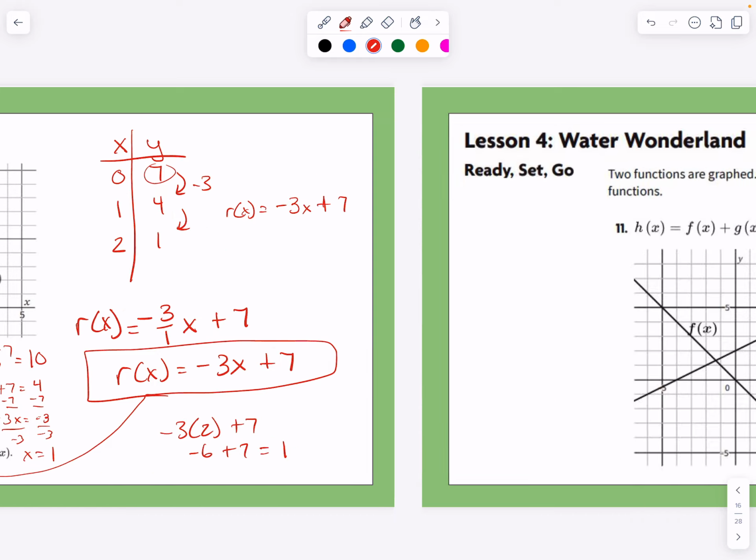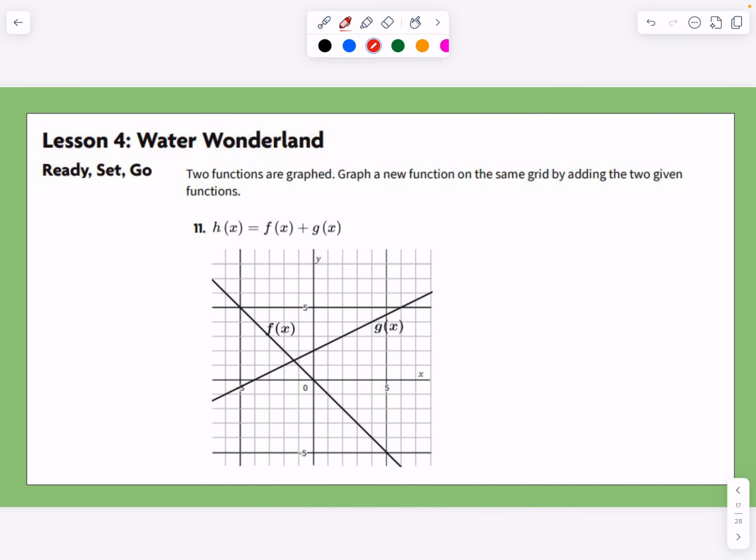Okay, so those ones aren't too bad, right? Now, when I got to this point, I went, oh, what is it wanting me to do? And honestly, it took me a little bit to play with it to figure out what exactly it wanted me to do.